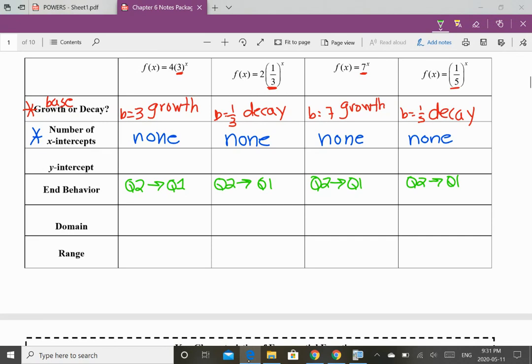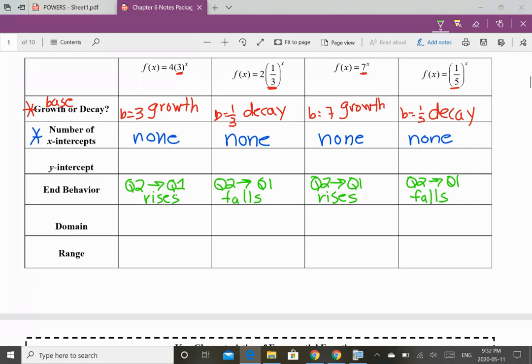Well, the first guy we said was growth. So that means that function rises from quadrant 2 to quadrant 1. The second function we said was exponential decay. That means it falls from quadrant 2 to quadrant 1. Our third function is growth. So again, rises from quadrant 2 to quadrant 1. And our last function is decay. So it falls from quadrant 2 to quadrant 1. And we don't need to graph it to see that. We saw that from above.